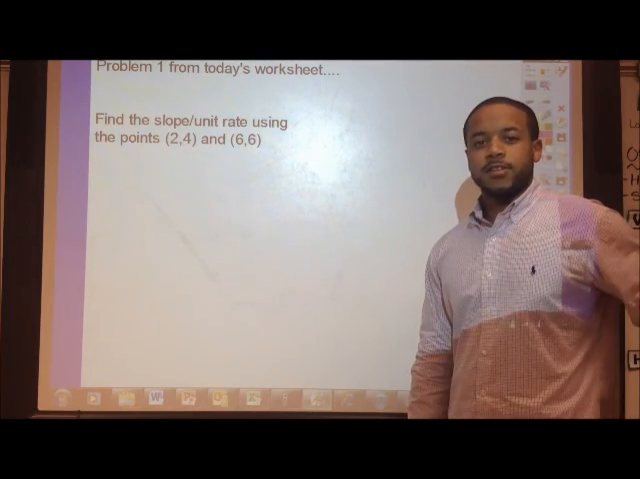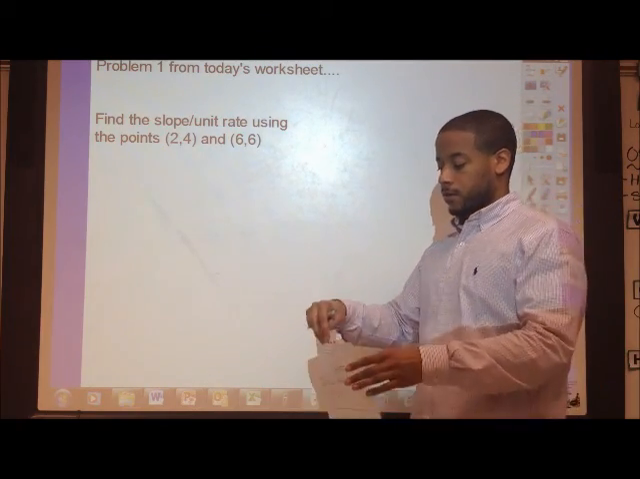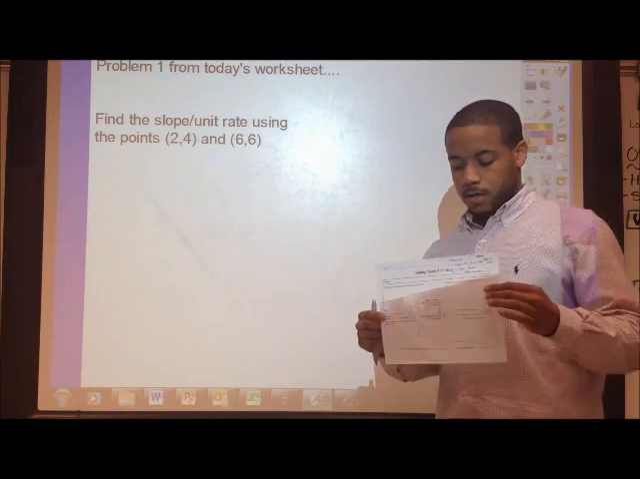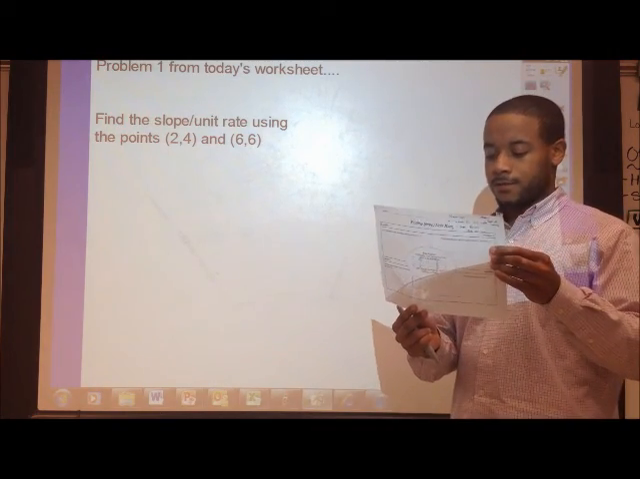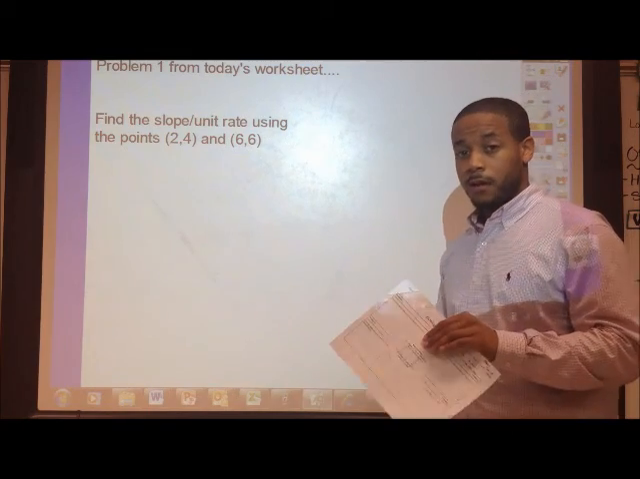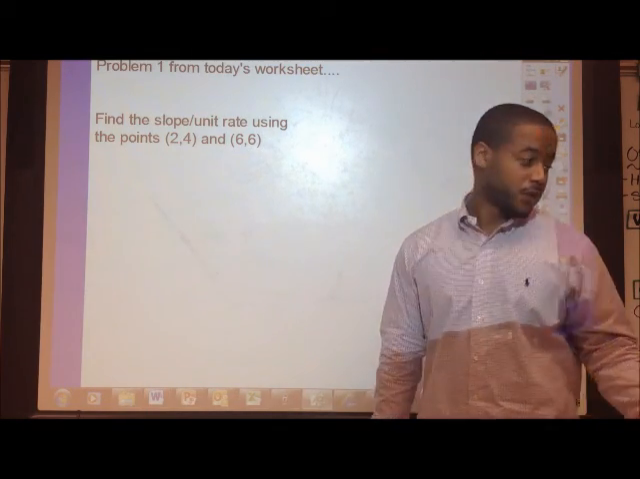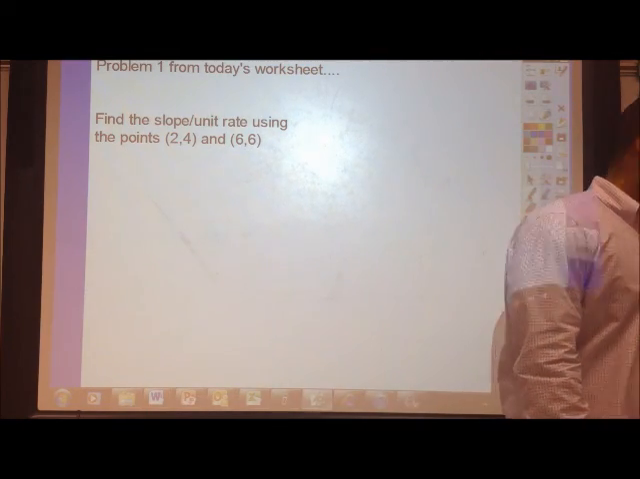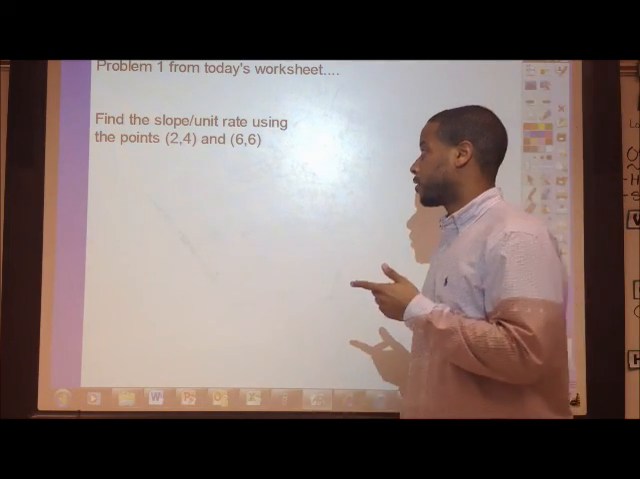Let's go over what you have to do today. You're working on this worksheet, the Frayer model. There are 5 problems on each side. You're going to complete that. I'm going to go over the first problem on that sheet, and here it is.